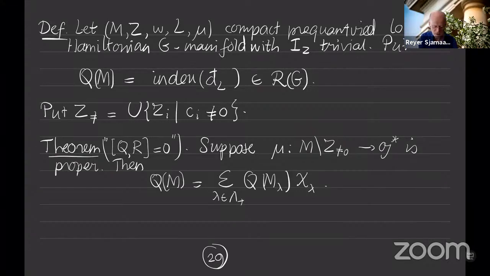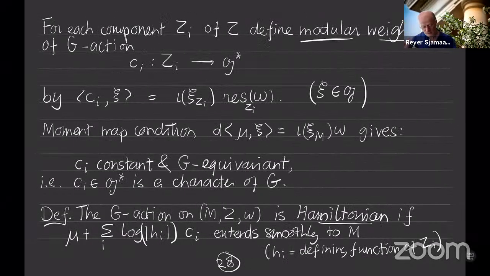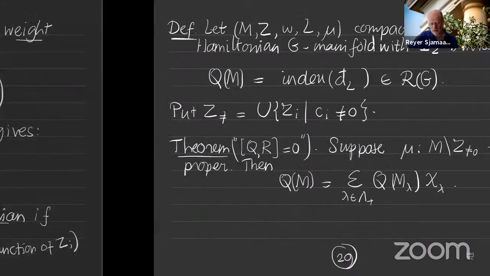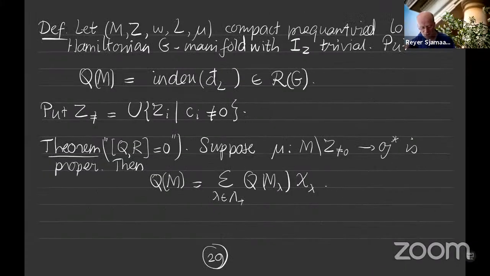For some of these divisor components, Zi, this modular weight character will be smooth, which means that the original map already extends smoothly across that divisor. So let me gather together all those components of my divisor where the modular weight is not zero.